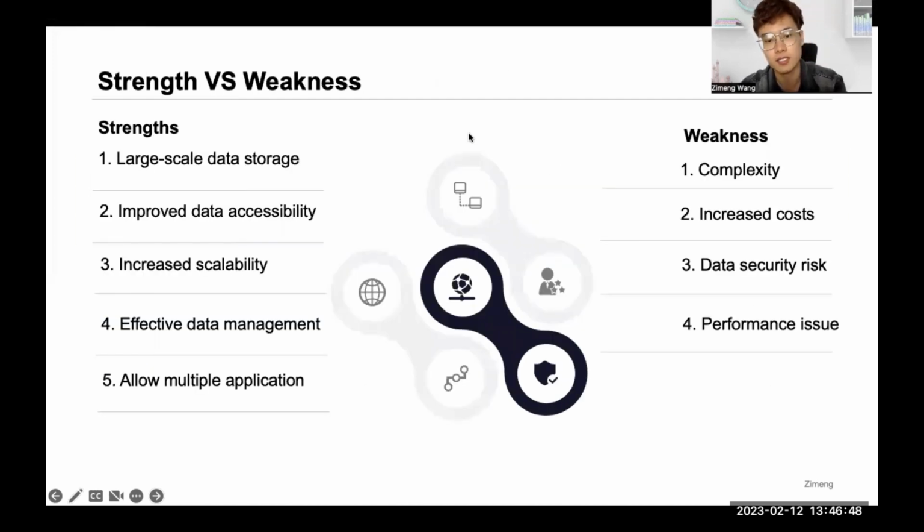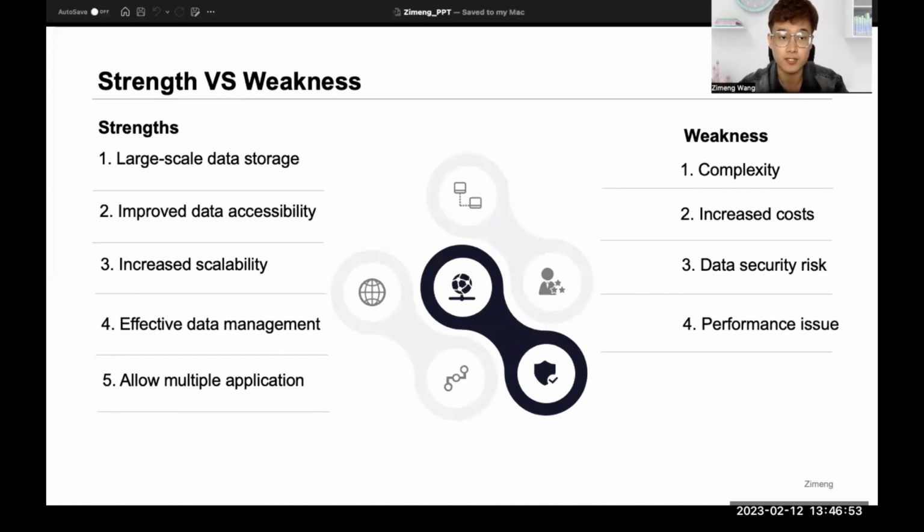As we've discussed how the system works in real life, the current database would also have its strengths and weaknesses. It can provide large-scale data storage, improve data accessibility, increase scalability, support effective data management, and allow multiple applications for the end users to decide.